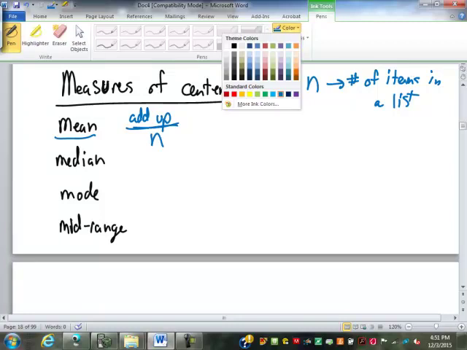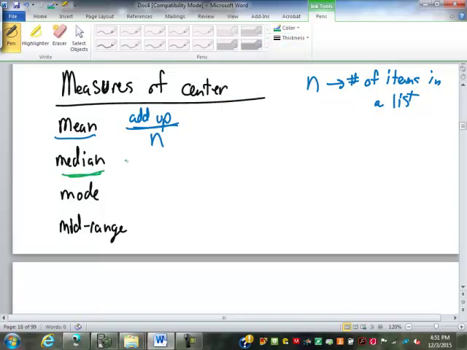Perfect. The median is just the middle number. So for the median, we put them in order, smallest to largest, or largest to smallest, whichever. Usually smallest to largest is the way to do it in statistics. And you find the number that's in the middle.